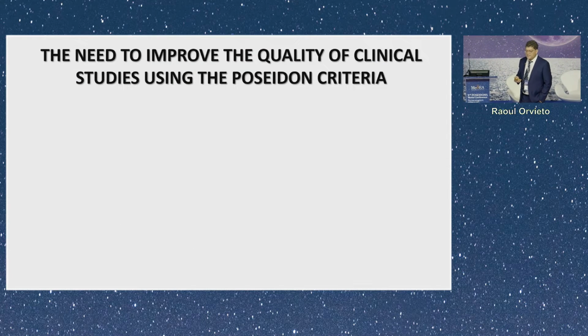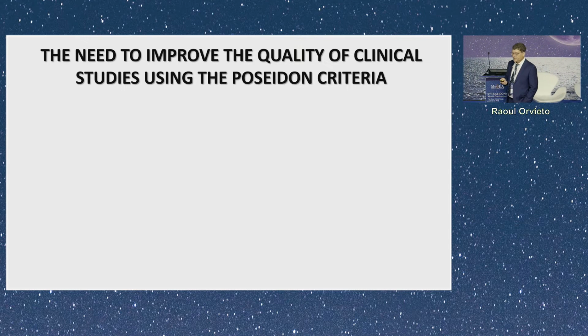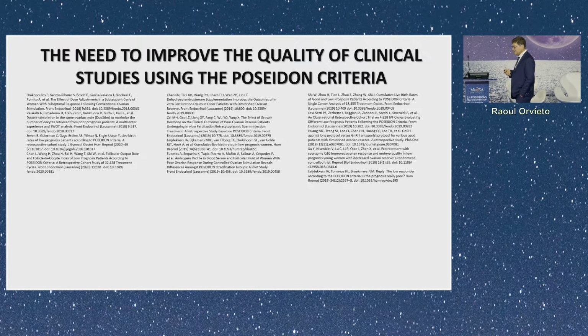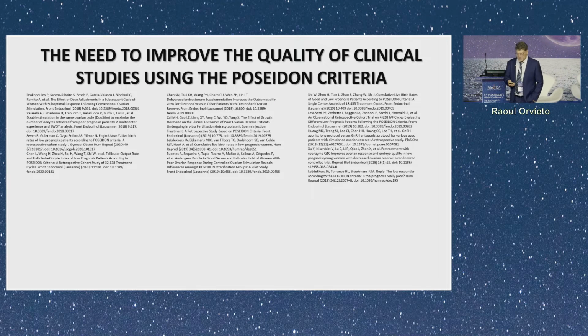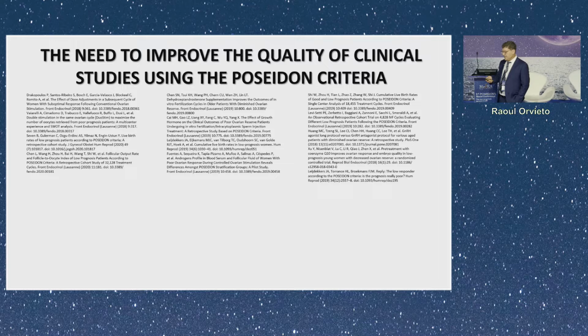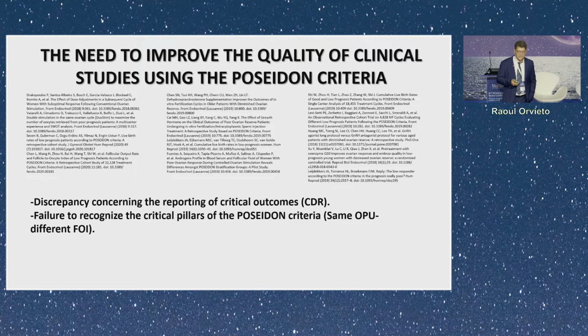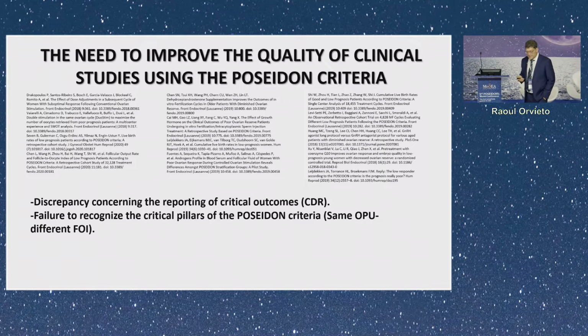So where did this need to improve the quality of clinical studies using the POSEIDON criteria emerge? Since the introduction of the POSEIDON criteria in 2015, many studies have appeared in the literature that apply or relate to the POSEIDON criteria. And when we look deeply into these studies, you can see that there is a discrepancy concerning the reporting of clinical outcomes. Every study reports a different clinical outcome. And more importantly, there was a failure to recognize the critical pillars of the POSEIDON criteria, the backbones.